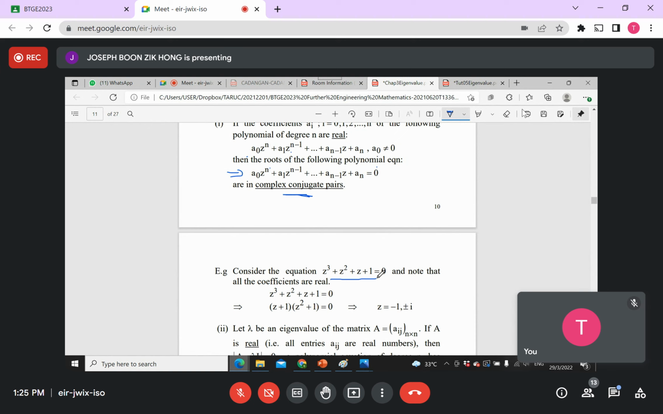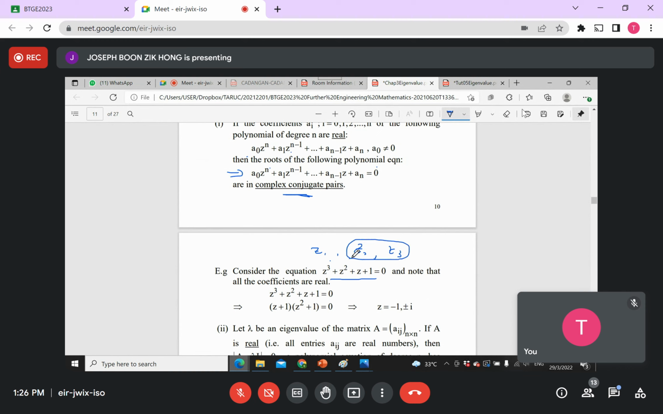Okay, so I have this one, z cube plus z square plus z plus 1. If you have z cube, that means you might have 3 answers for z. You have z1, z2, z3. If you have something like this, then 2 of them will be conjugates.